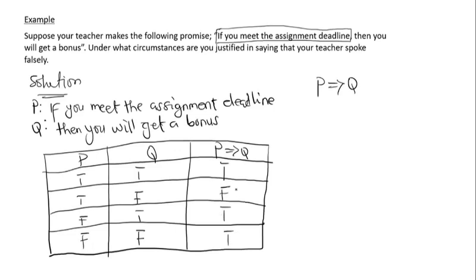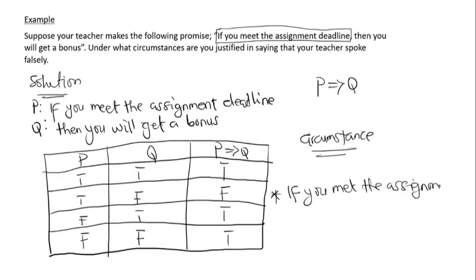So from the truth table, the only way the teacher spoke falsely is when you meet the assignment deadline, but then he decided not to give you the bonus. Because from the truth table, this is the only way the teacher will speak falsely. So let's answer the question now. Under what circumstance are you justified to say the teacher spoke falsely? This is the circumstance that you can say the teacher spoke falsely. That is, if P is true, so if P is true, we maintain it. That is, if you met the assignment deadline, that is, you are able to submit the assignment before the deadline.